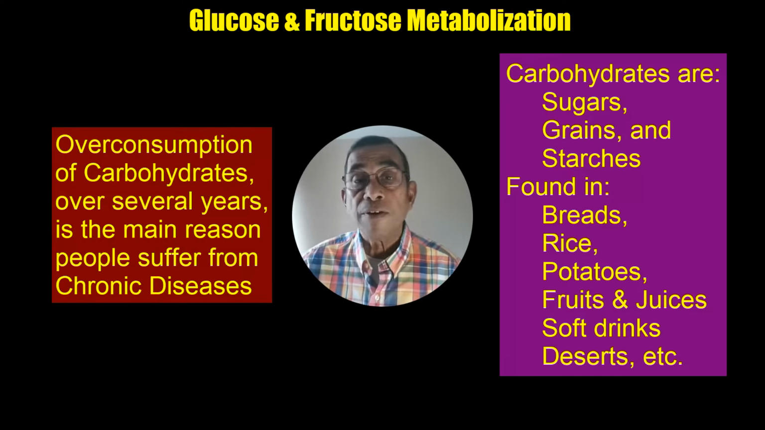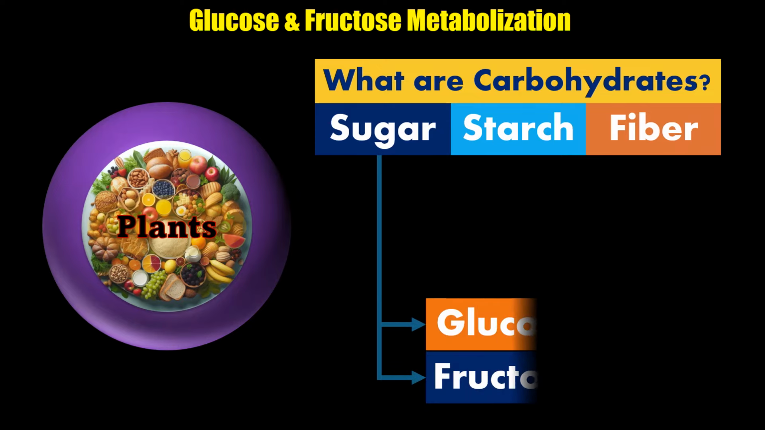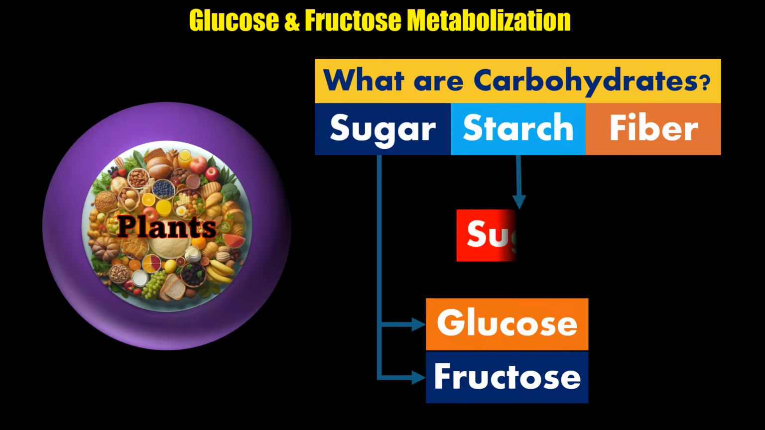Carbohydrates are organic compounds found in plant-based foods consisting of sugars, starches, and fiber. They serve as a primary energy source for the body. Carbohydrates are classified into simple and complex carbohydrates. Simple carbohydrates are single sugar molecules, and when digested, they are broken down into glucose and fructose, while complex carbohydrates like starches are composed of long chains of glucose units.